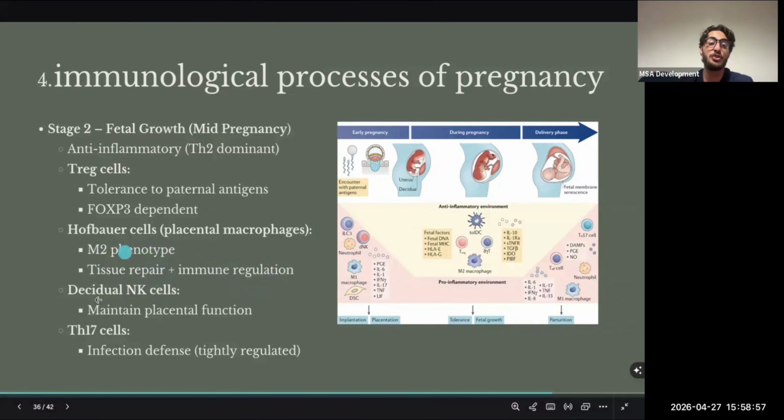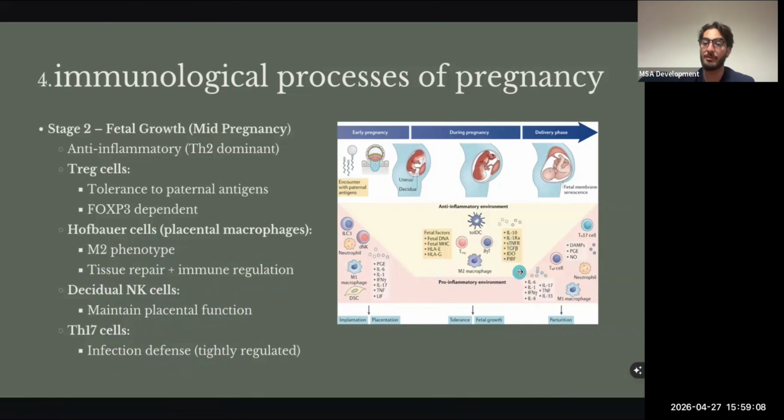And then you're going to get these decidual NK cells that are going to maintain placental function, and the Th17 cells that are going to help with infection defense, and they're tightly regulated. Now, there's another very important thing that I want you to remember here. You guys remember HLA antigens, right? HLA A, B, C, all those things. Now, the mother's antibodies and the mother's immune system haven't been exposed to any paternal genes or any paternal antigens before. But the fetus does have these paternal antigens.